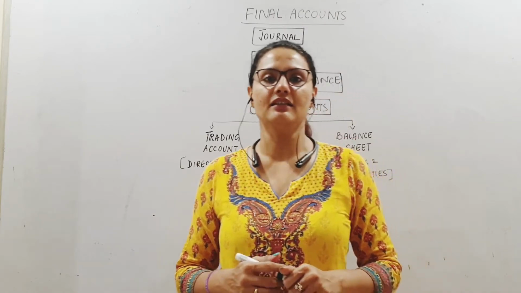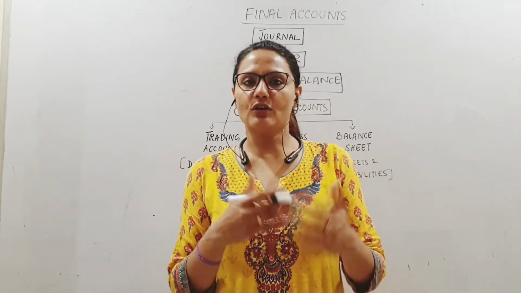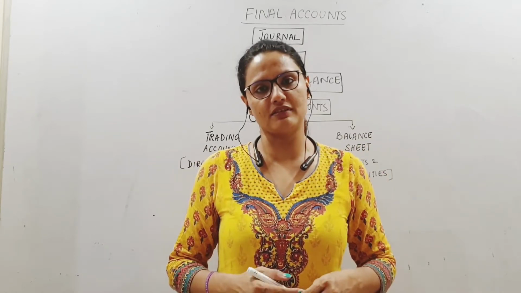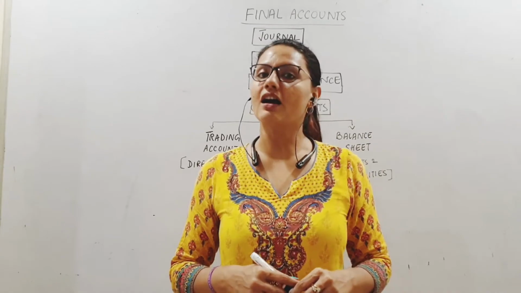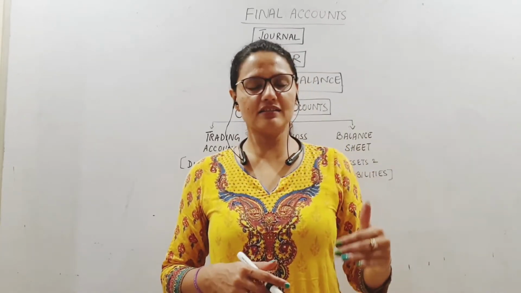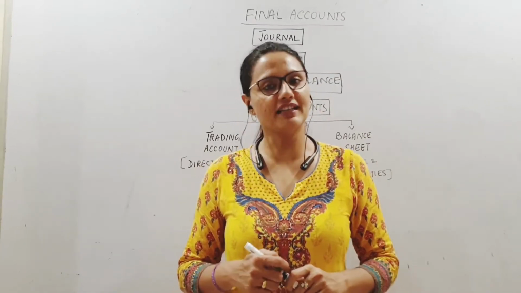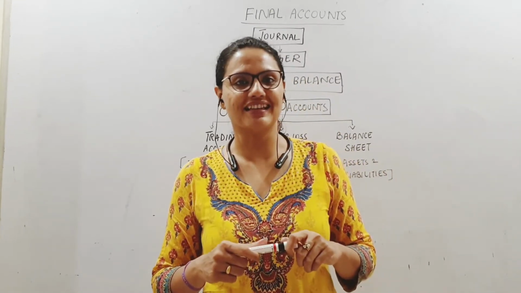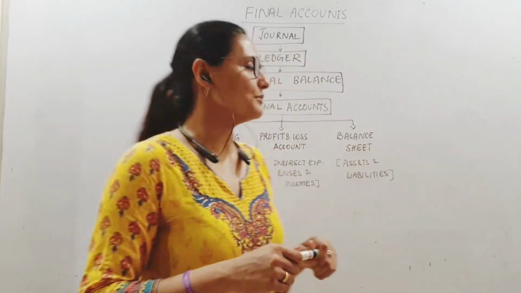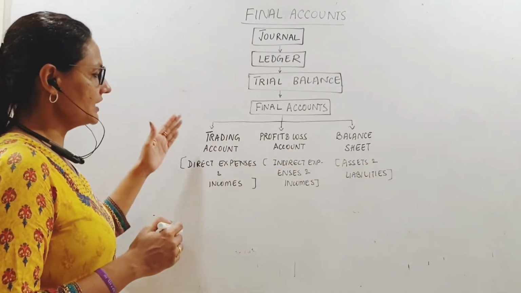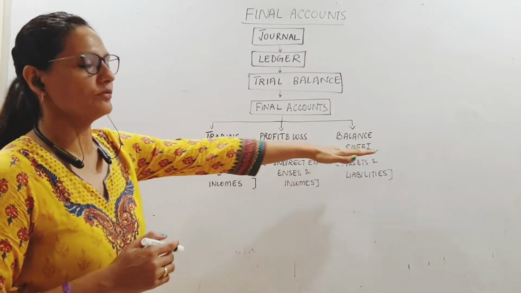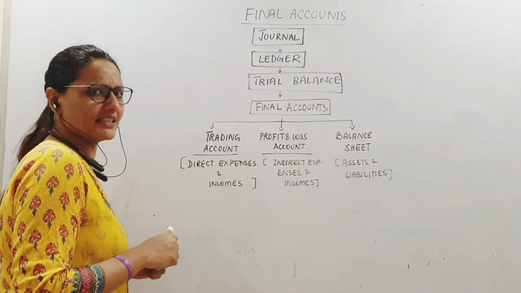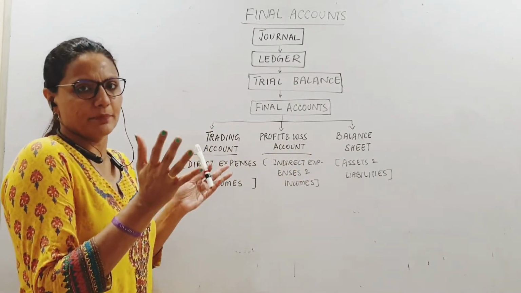Final accounts meaning at the end of the year, totaling up things, finding out profit, loss, the financial position of the business, the scorecard of the business, how has it done during this year and till date. Alright, so here we are starting off with very interesting final accounts. Final accounts can be broken up as trading account, profit and loss account and balance sheet. Trading and profit and loss account are basically the same account but two different parts, you can say.